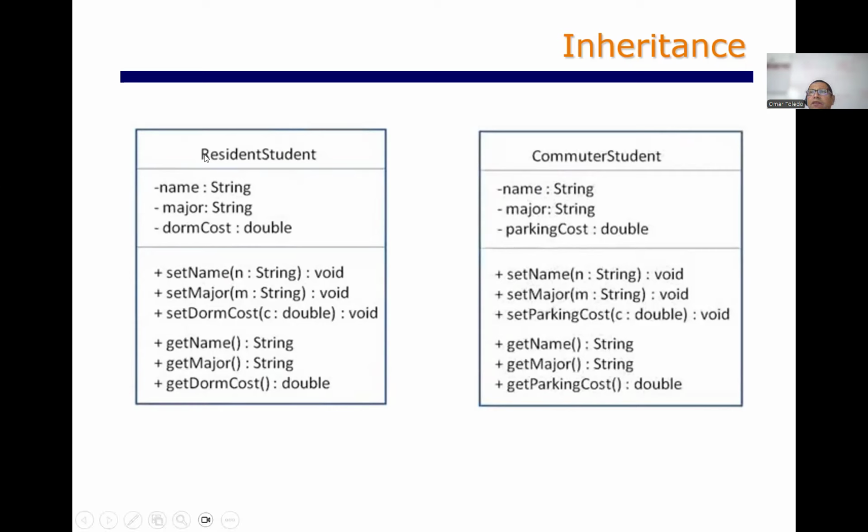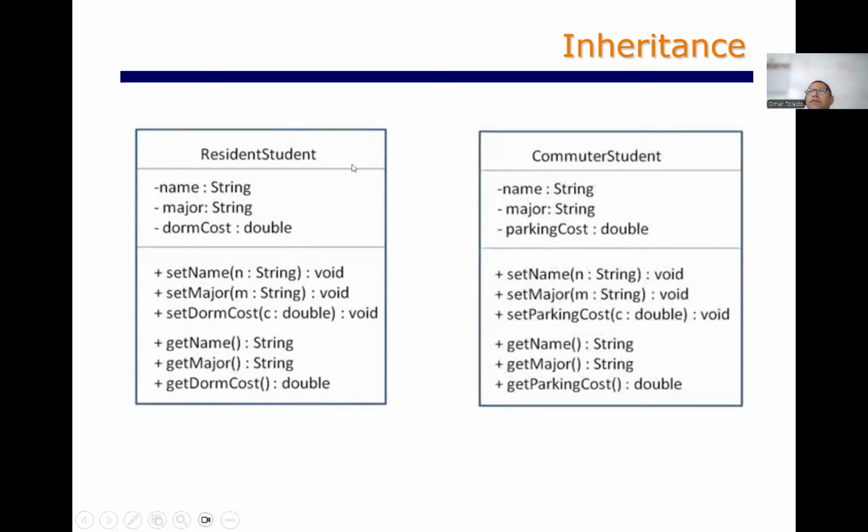See the classes here, resident student and then commuter student, and pay attention to the attributes. How many attributes do we have in resident student? How many attributes do we have for commuter student? Okay. How many methods do we have in resident student, commuter student? And let's see.